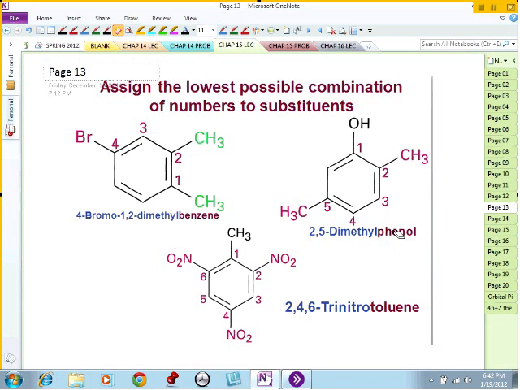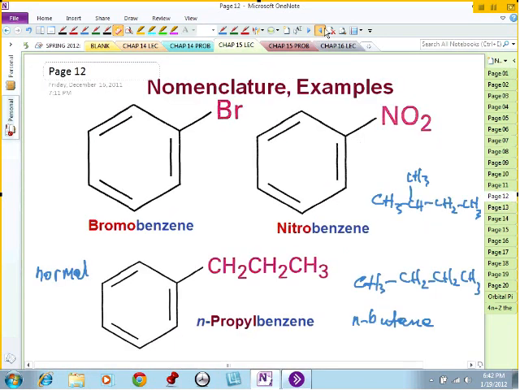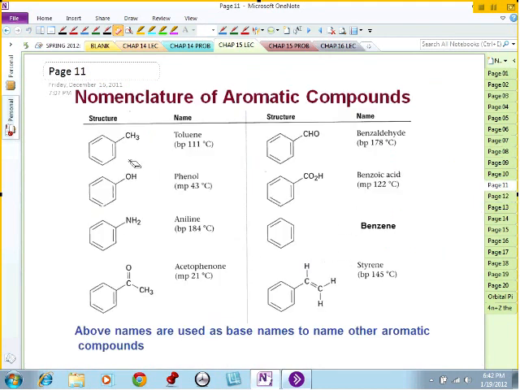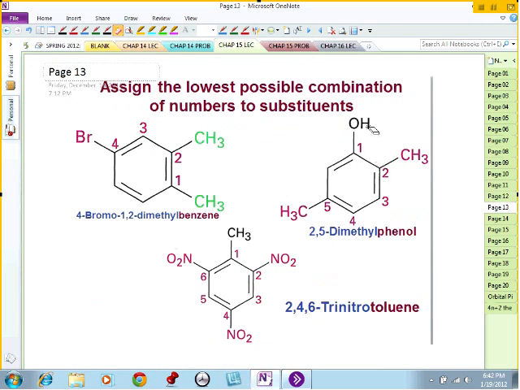Okay, now another molecule here. In this case, we call this a phenol. The base name is phenol. If you recall, in the last slide, this molecule here is phenol. Anytime you have a hydroxy group attached to the benzene molecule, we call that a phenol. So this could be a base name. So you call this a phenol, and the carbon to which the oxygen is attached will be carbon number 1. And then from there, you assign numbers to the rest of the molecule so that you get the lowest combination of numbers. Okay? Yes.